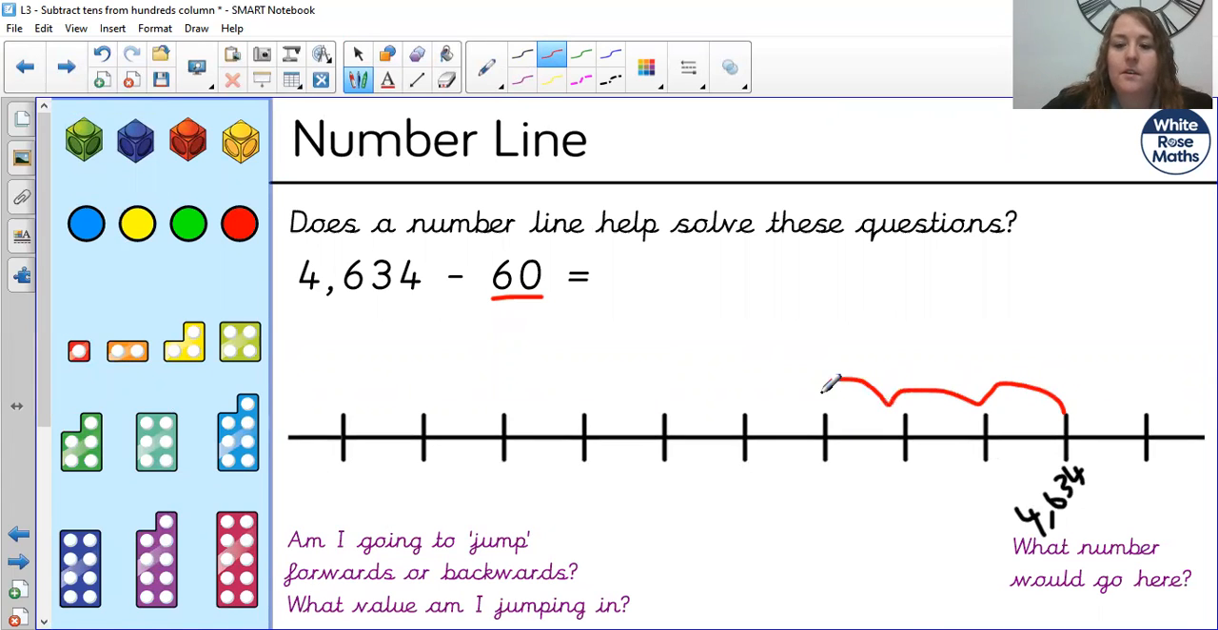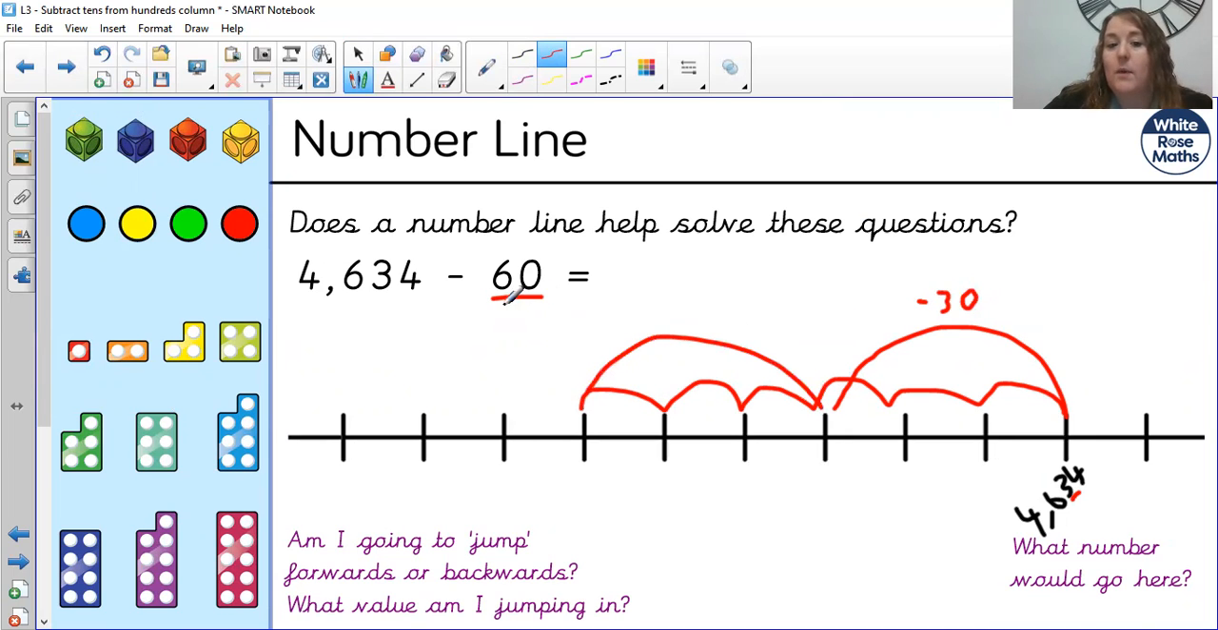1, 2, 3, 4, 5, 6, and we can go back like that. However, from some of the other things that we've already learned, we could go back in different jumps. We've got 30 here, so we could do 3 jumps first of all and go back 30, and then we could do another 3 jumps because we know we have to go back 60 in total. Whichever way is easiest for you.